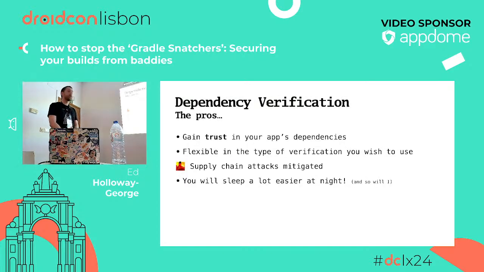So there are pros and cons, as with everything, to this process. The very first thing is that you get trust in your app's dependencies, which at the moment you might not be in a place where you do trust. If you're pulling dependencies every day, how do you know where they're coming from? How do you know they are what they say they are? At the moment, you probably don't.